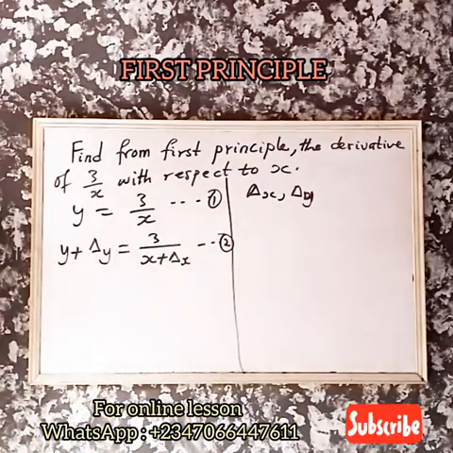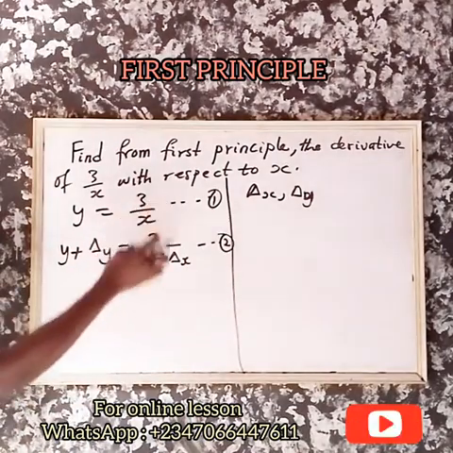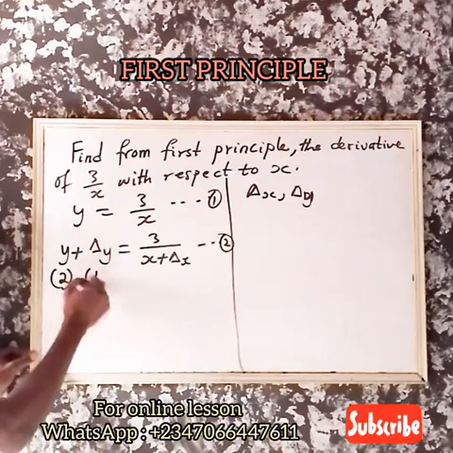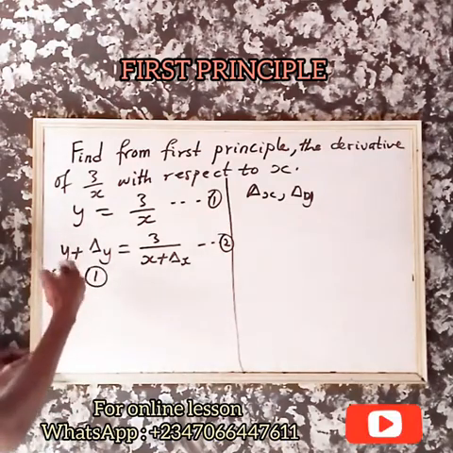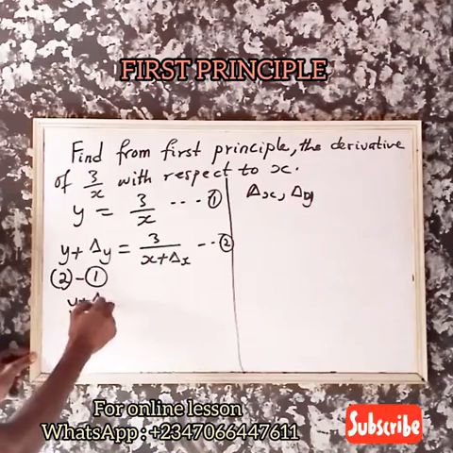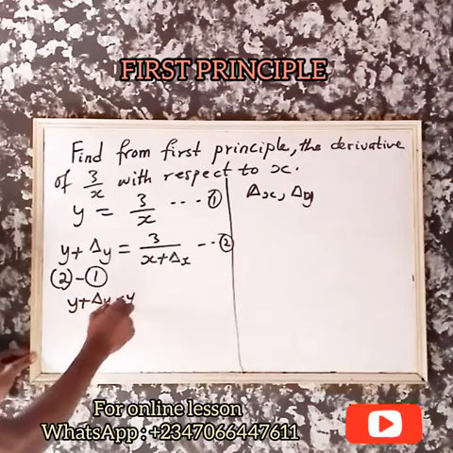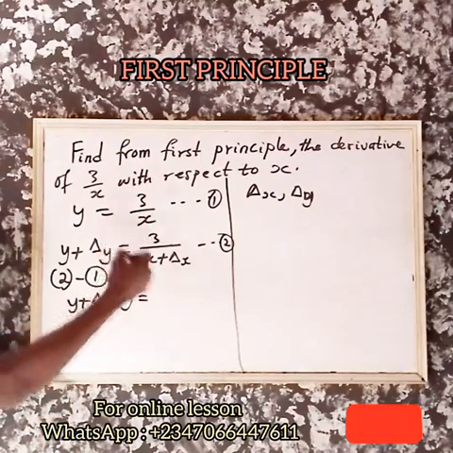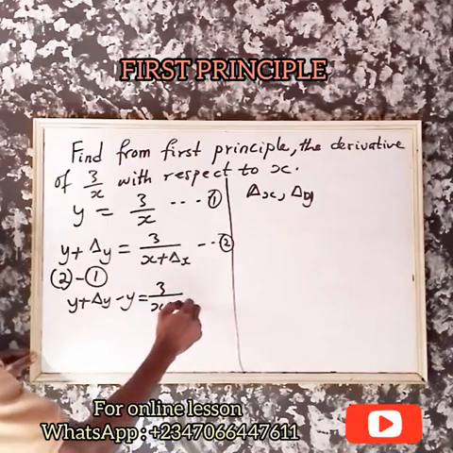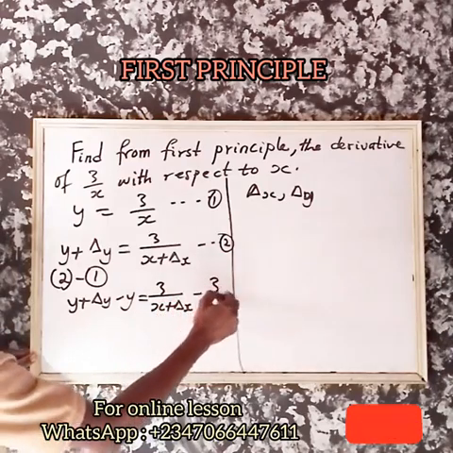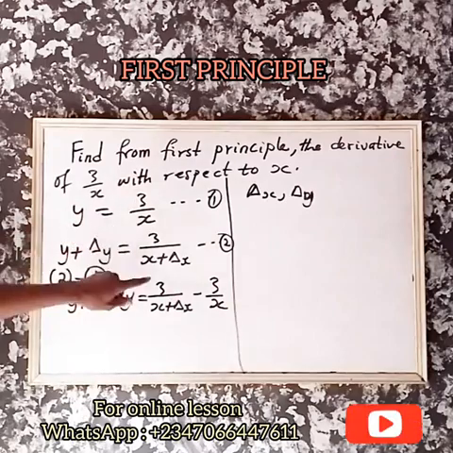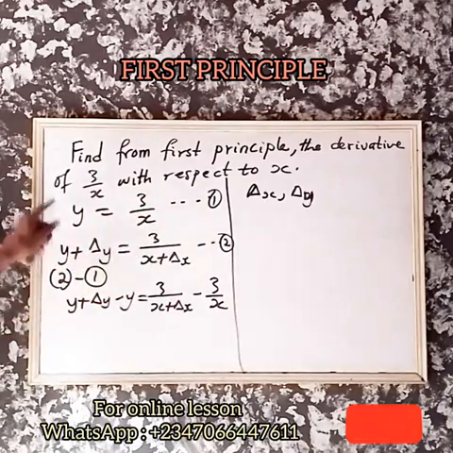So the next step you take now is to subtract equation 1 from equation 2. That is to say, equation 2 minus equation 1. Whatever you do to the left, also do to the right-hand side. So we have y plus delta y, then minus y, equal to 3 over x plus delta x minus 3 over x.